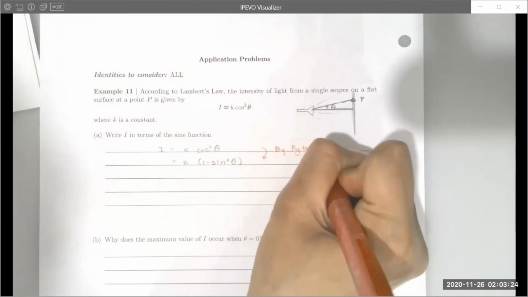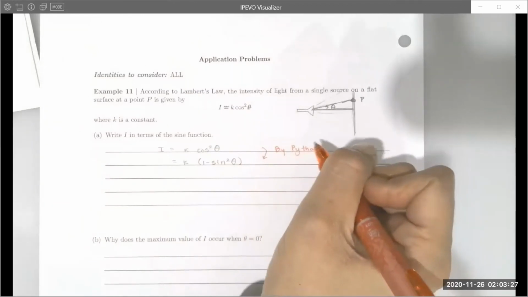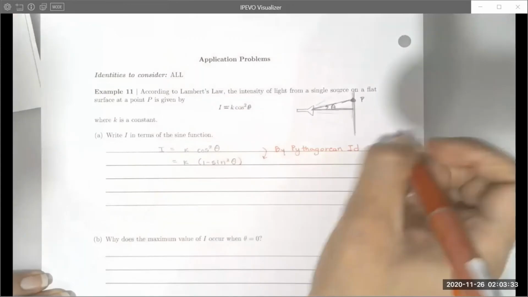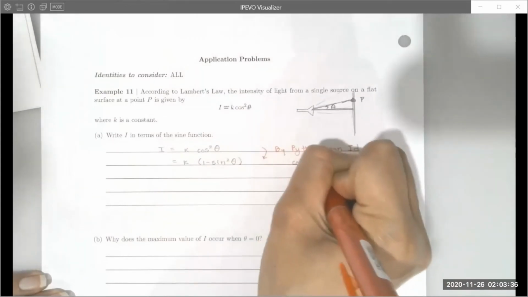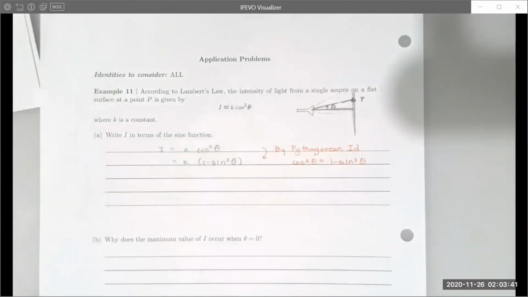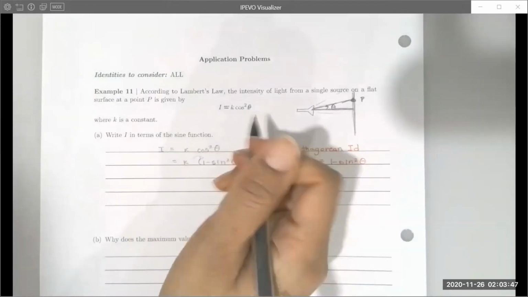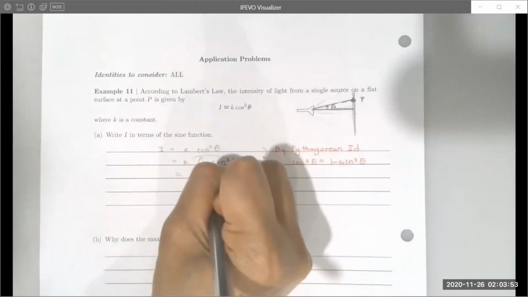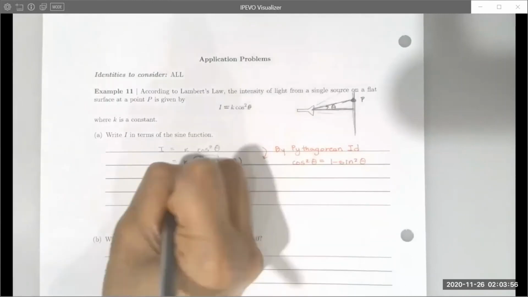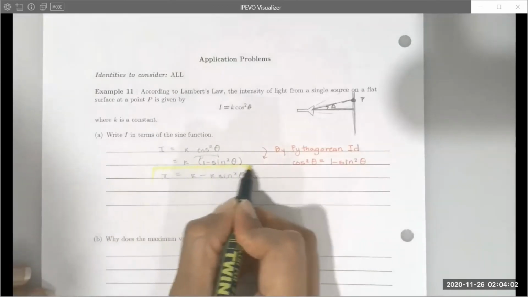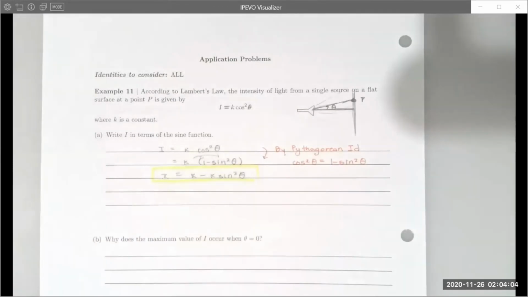This is by Pythagorean identity, the one that says that cosine squared theta is 1 minus sine squared theta. Okay, so we're almost done, except we need to distribute the k. K times 1 will give us k, and then k times sine squared will give us k sine squared theta. And so that'll be our final expression: I equals k minus k times sine squared theta.